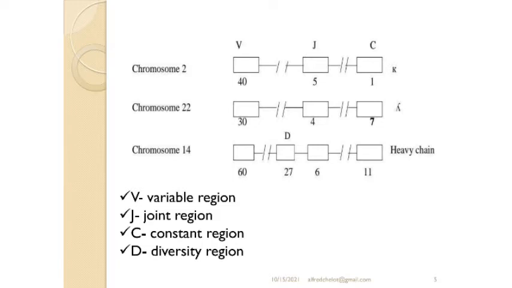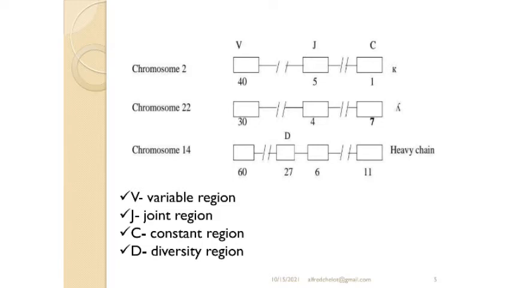So for the kappa and the lambda light chains, the V gene segment, J gene segment, and C gene segment are located on chromosome number 2 and chromosome number 22 respectively. Whereas for the heavy chain, the V gene segment, D gene segment, J gene segment, and C gene segments are located on chromosome number 14. So you can see for the heavy chain, we have an additional D gene segment found between the V gene segment and the J gene segment.